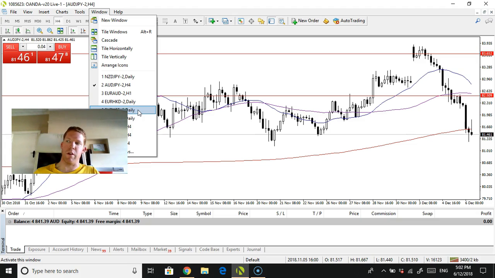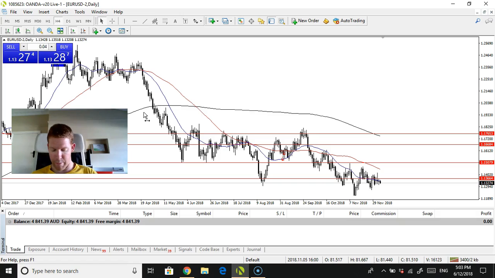There's always time in your day just to check them out and see what's going on. Aussie Yen is a potential short though. It's really laggy, I don't know why it's lagging like this. Let me just check WhatsApp. Look at Tony, he might watch these videos. We're talking about Aussie Yen sell here, stop 100 pips.